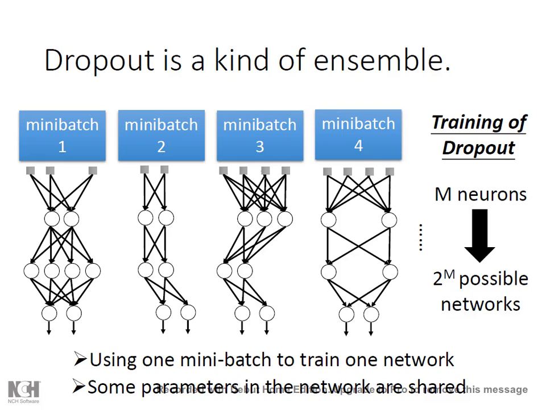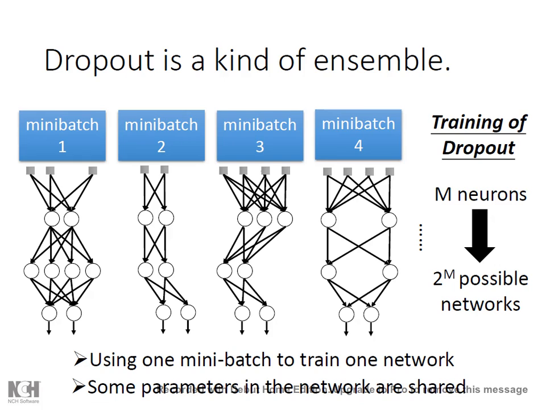Yeah, you see? You can divide the training data into 4 batches. For each batch, we will randomly drop out some neurons. So for each batch, we will use a different network. Then in your testing, we will actually combine all the 4 different networks together, right?